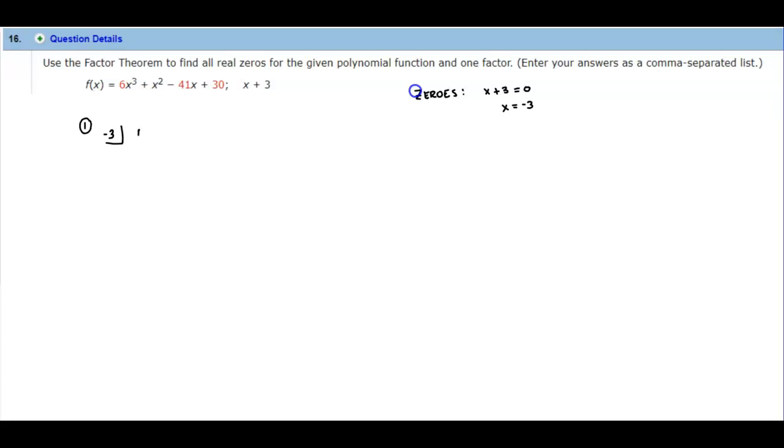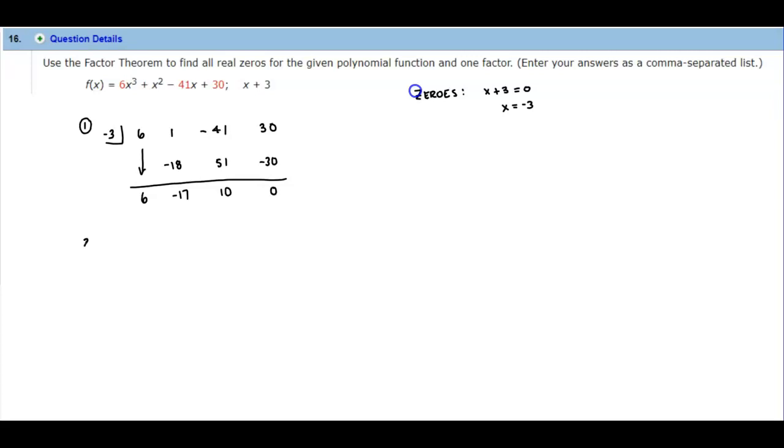And using the leading coefficients, we have 6, 1, -41, and then 30. And so then what we want to do is we're going to first bring down the value of 6. -3 times 6 gives you -18. -18 plus 1 gives you -17. -17 times -3 gives you 51. 51 minus 41 gives you 10. And -3 times 10 is going to give us -30, which gives us a remainder of 0.